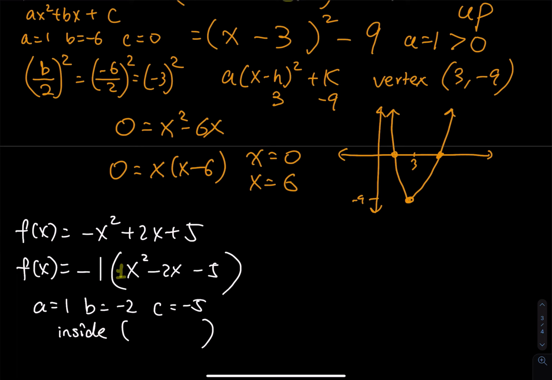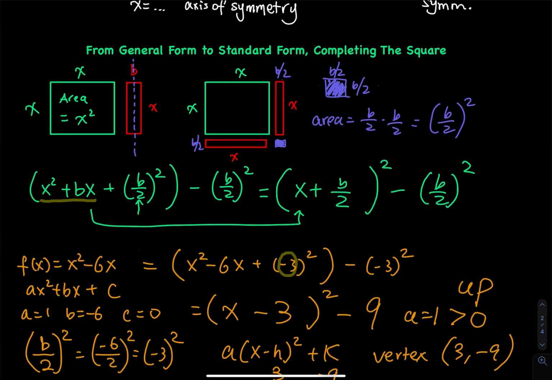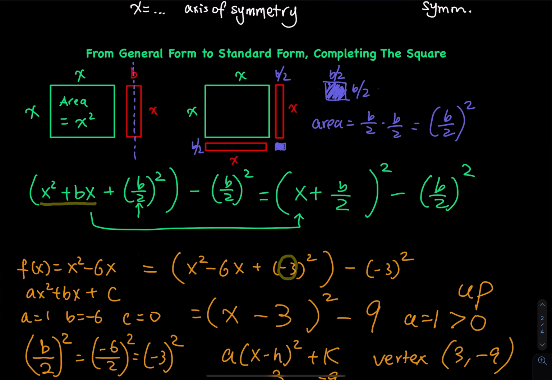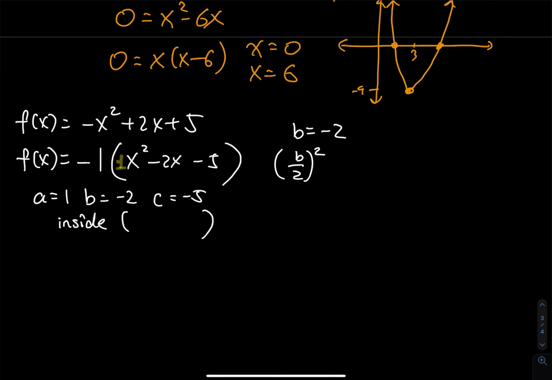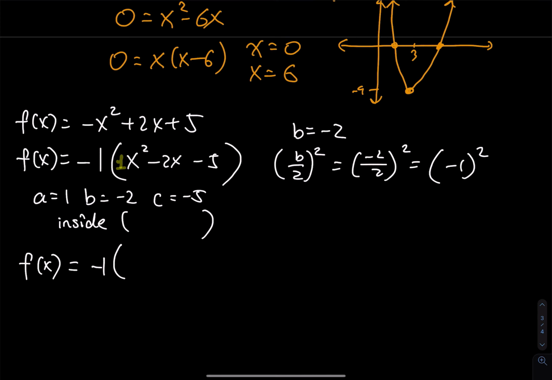So b equals negative 2, right? Then you are going to do your b divided by 2 squared. Again, this is the little purple square, the area of the little purple square all the way right here. So that's why you do b over 2, and then negative 2 divided by 2 squared. So that is a negative 1 squared. I know that equals 1. You don't have to tell me that. So f of x equals negative 1 times x squared minus 2x and then minus 5. Let's save some space.